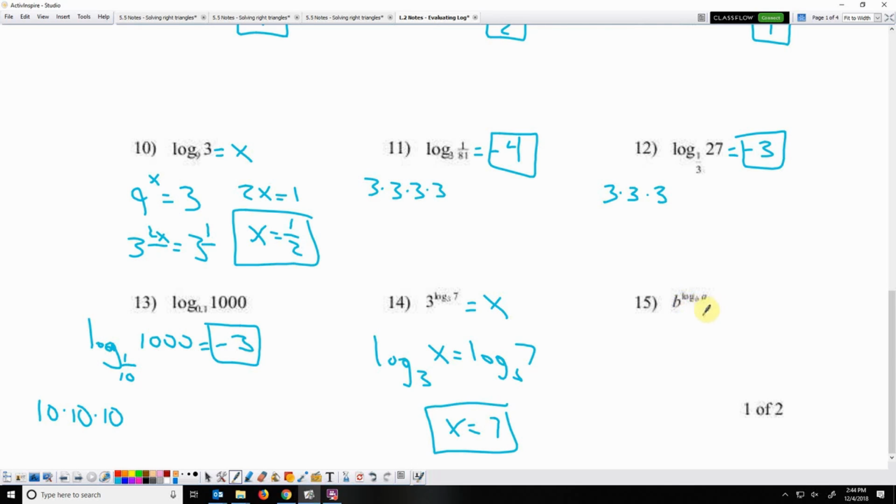B raised to whatever power raises b to make a. The answer is going to be a, but let's put it in log form. So we'll set that equal to x. Log base b of x equals log base b of a. Same base, same argument. X equals a. So our answer is a.